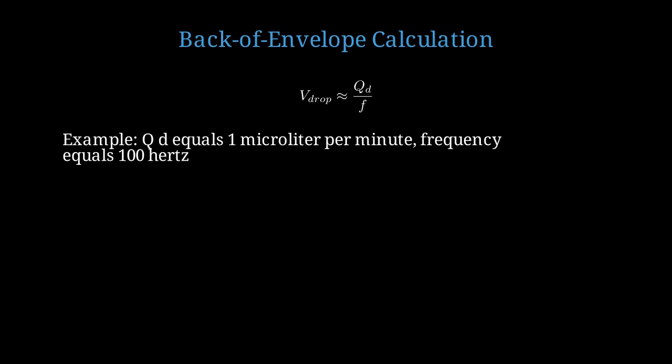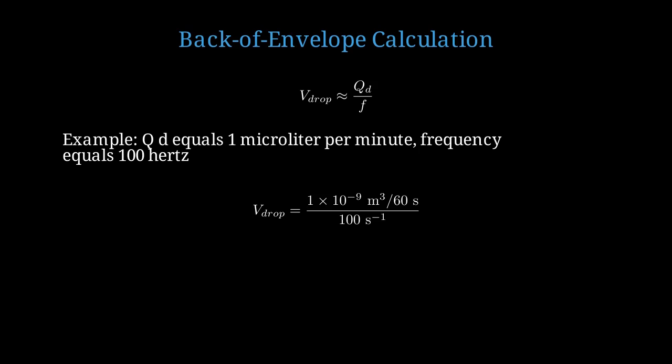Let's do a quick back-of-envelope calculation to estimate droplet volume. This is the kind of estimate you do before running an experiment. The droplet volume is approximately Qd over F, where F is the droplet generation frequency. If you know how fast you're pumping fluid and how many droplets per second you're making, you can estimate the volume. Let's say we're pumping dispersed phase at 1 microliter per minute and generating droplets at 100 Hz, or 100 droplets per second. 1 microliter is 10 to the negative 9 cubic meters.